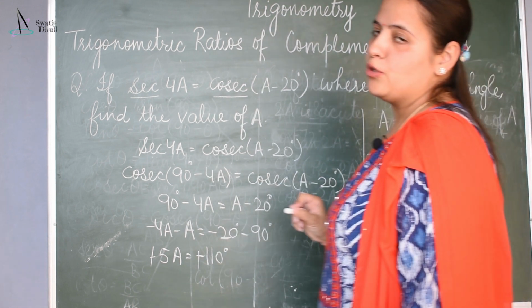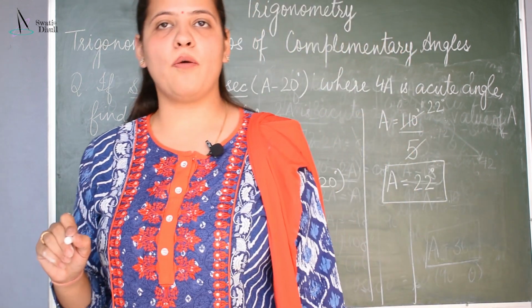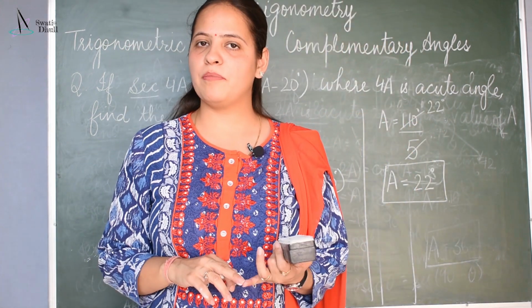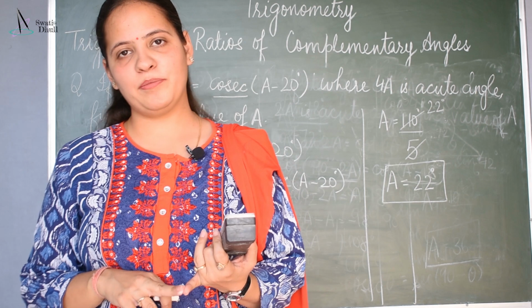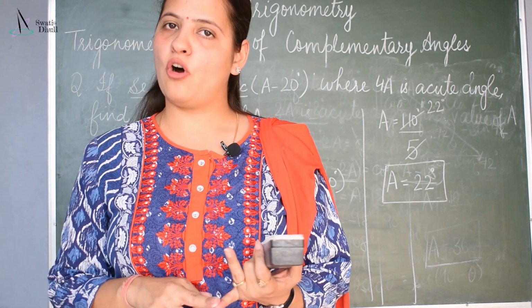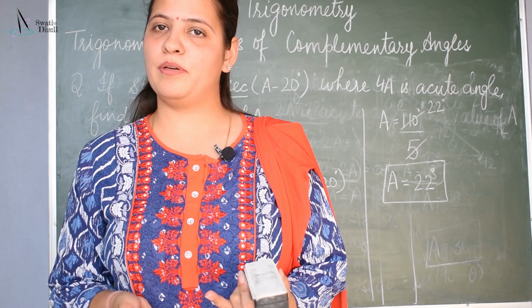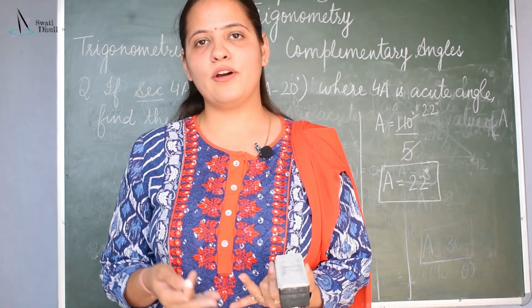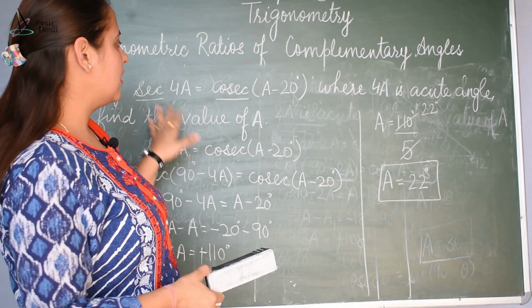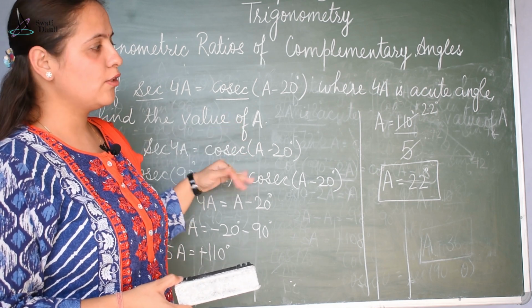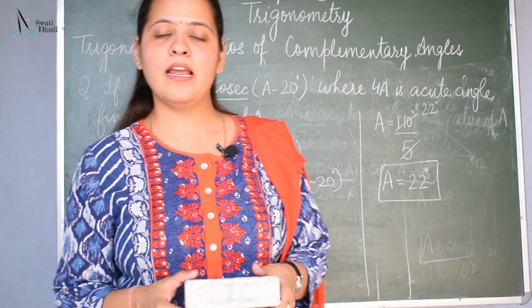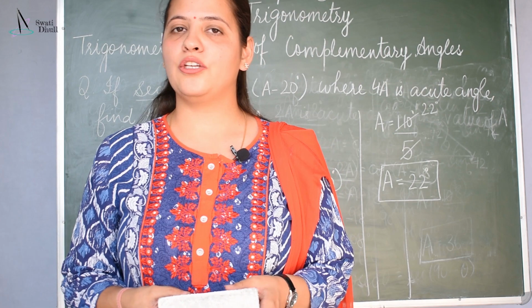This is how we use t ratios of complementary angles. So you have to remember sine and cos are complement to each other, tan and cot are complement to each other, and secant and cosecant are complement to each other. So you have to look at whatever t ratios are given to you, change them accordingly and find the values of the acute angles.